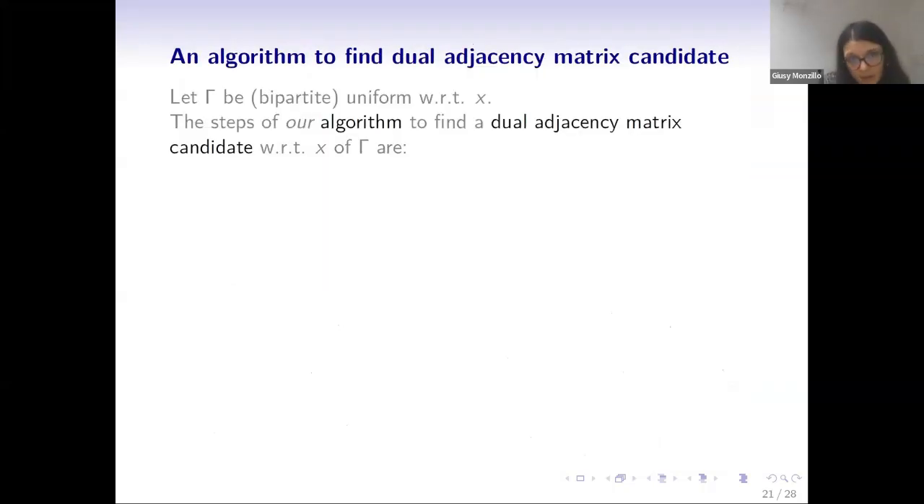As I mentioned some time ago, this is the first version of sufficient condition, but we did something better. We developed an algorithm. I would like to show you, getting some equivalence conditions to the four formulas that I showed before. So now I want to give you the main steps of our algorithm to find a dual adjacency matrix candidate with respect to X for gamma.